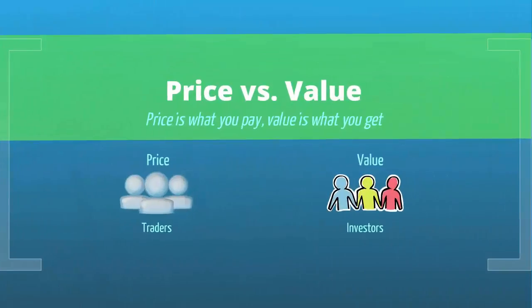Traders operate on the assumption that a stock's price is always equal to its value. Investors operate under the assumption that the stock's price is independent of its true value, which provides opportunities to profit because they can buy companies whose stock prices are lower than their true value.